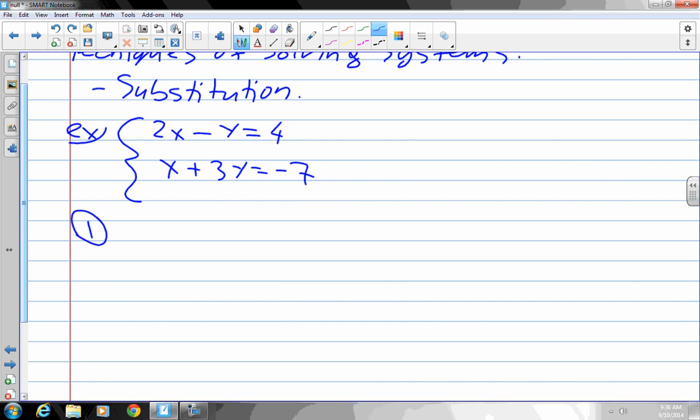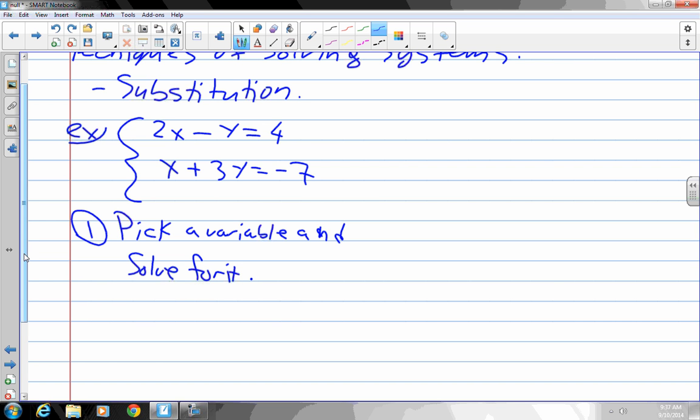Your first step is to pick a variable. That means either pick x or y in the first or the second equation. So you have 4 options right now, right? Pick a variable and solve for it. It almost doesn't matter which variable you choose. You're still going to come up with the same answer. Some choices are easier than others.